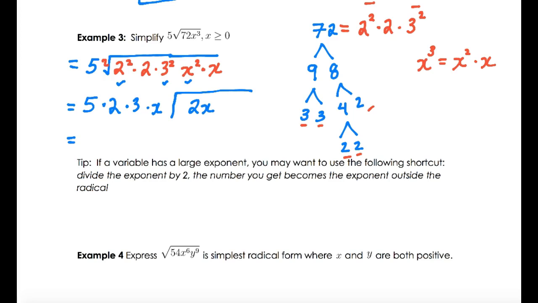And now let's multiply 5 times 2 times 3. That's 30. 10 times 3 is 30. You get 30x times the square root of 2x. And that's the simplified form.